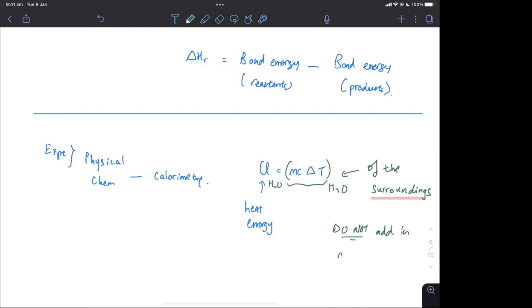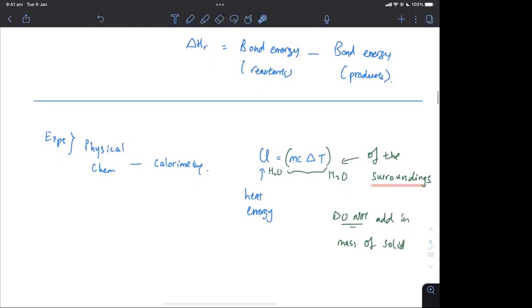Do not add in the mass of the solid. Whatever solid you add into the thing, you do not add in the mass, because when you use 4.18 or 4.2, when you measure the temperature change of the solution, you are only thinking about raising the temperature of the solution, of the water. You do not raise the temperature of the solid, you raise the temperature of the solution. So the mass of the water is the essential one there.